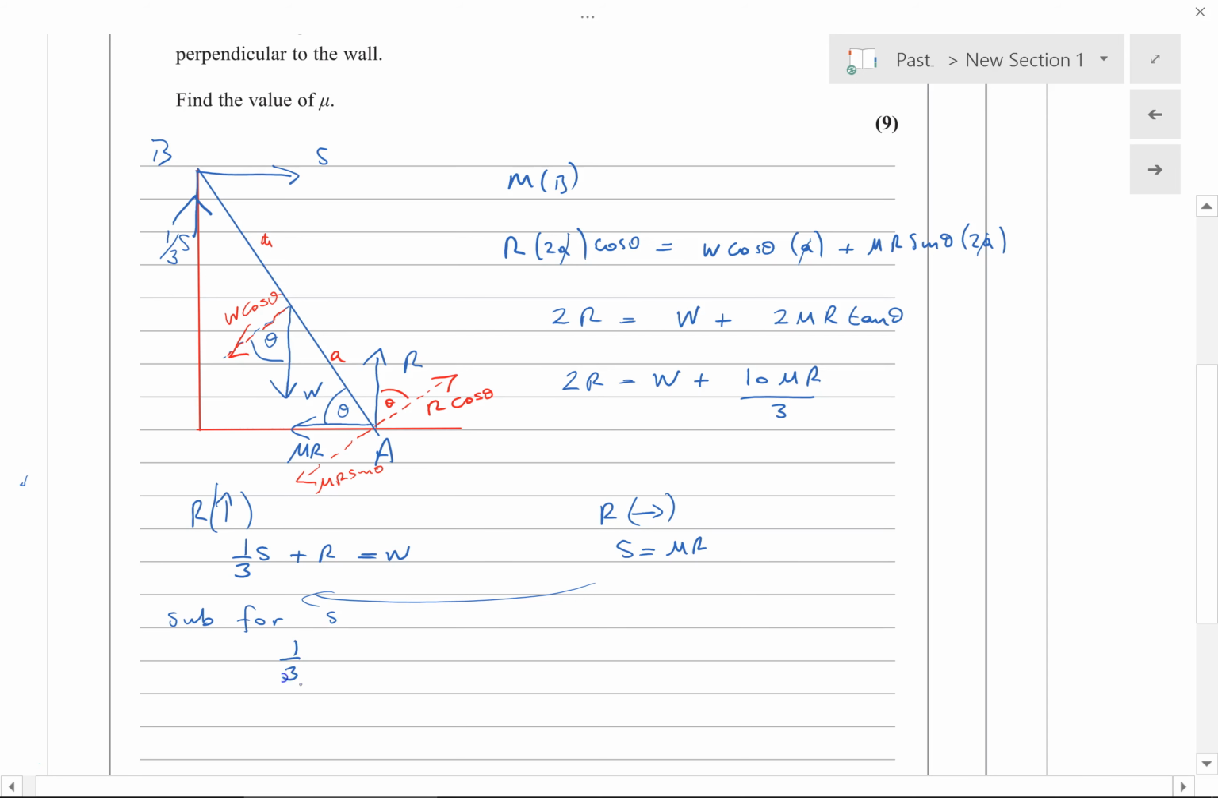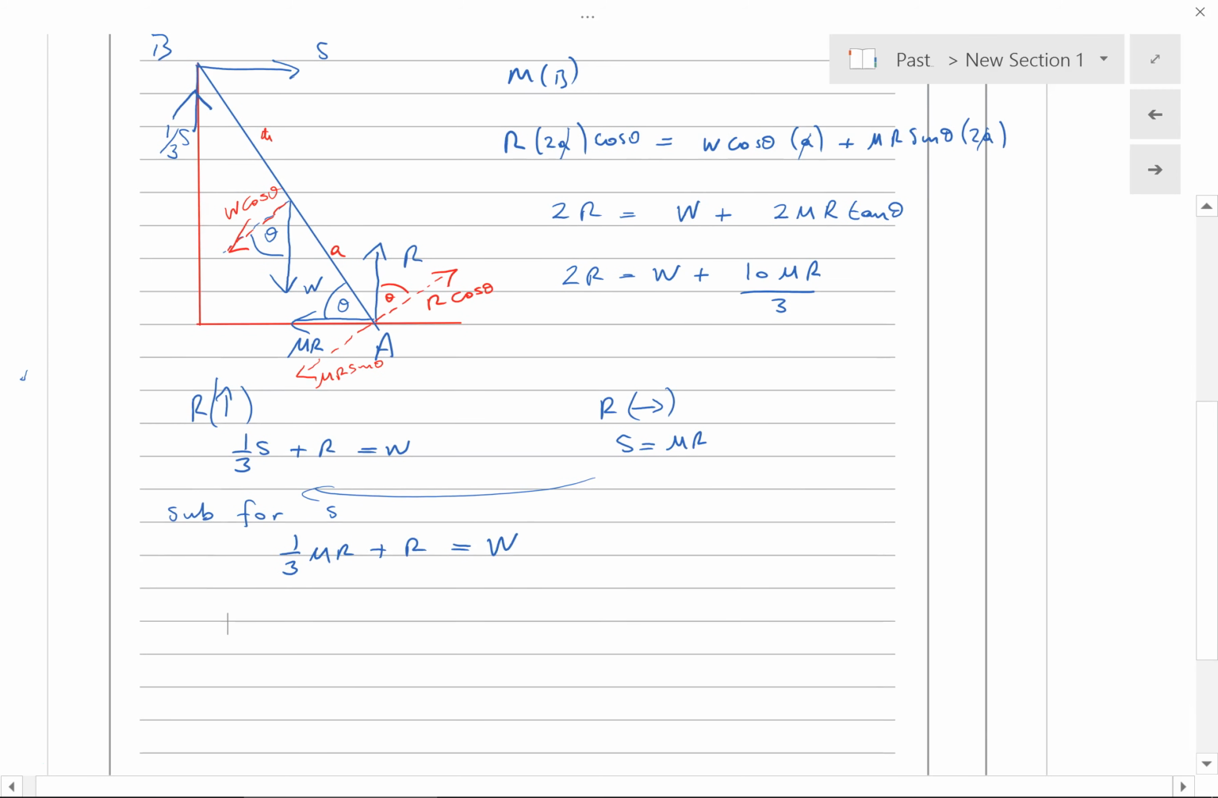We get 1/3 times by mu R plus R equals W. Okay. Now I've almost got these two combined into one equation, so I want to combine this with this to work out mu. Now, it goes against my natural inclination, but I'm going to substitute for W, because often our answers are left in terms of W.